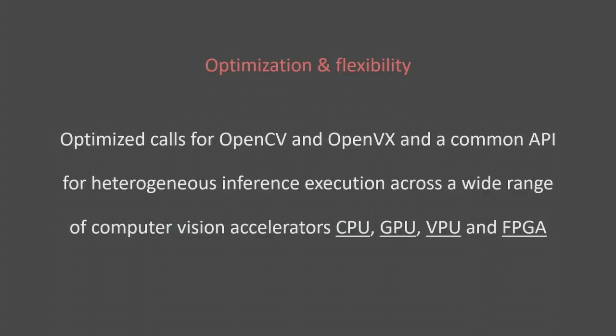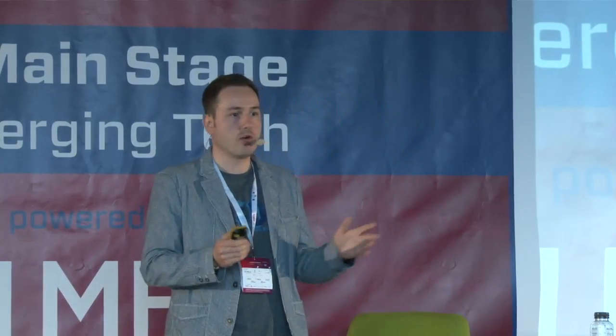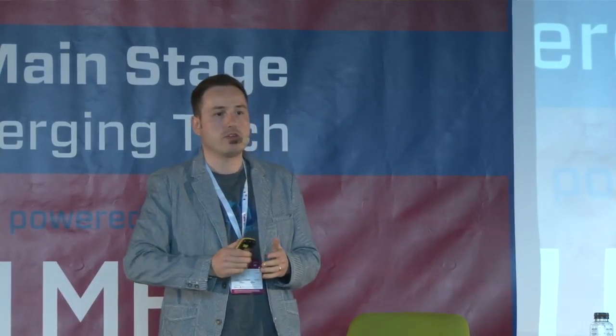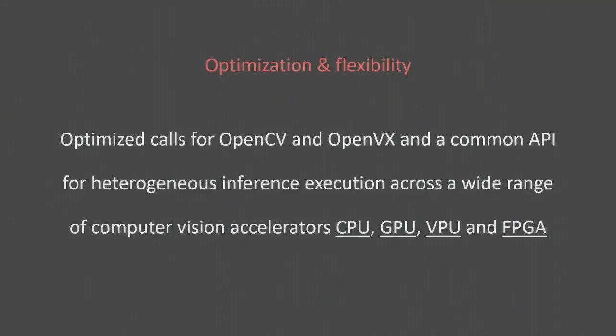So, as I said before, you have performance. Performance means a lot of optimization. And here you have a twofold approach. You have more, let's say, classical computer vision approaches, like using OpenCV or OpenVX. But you also have a common API to deploy any kind of neural network that you've trained.